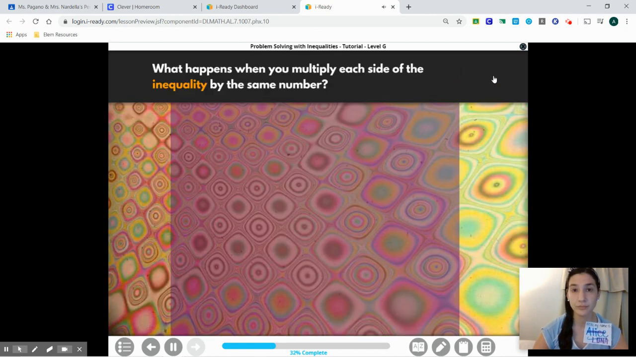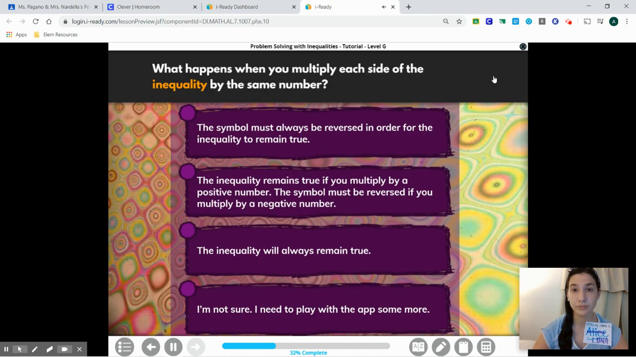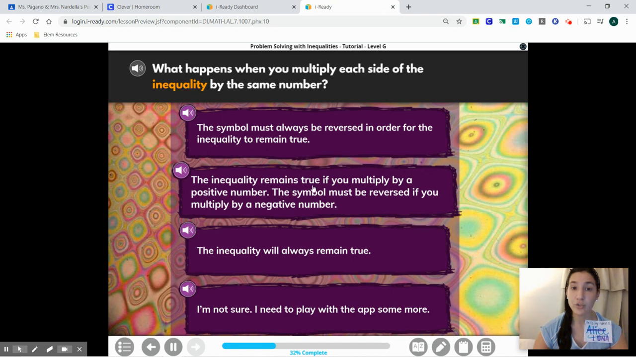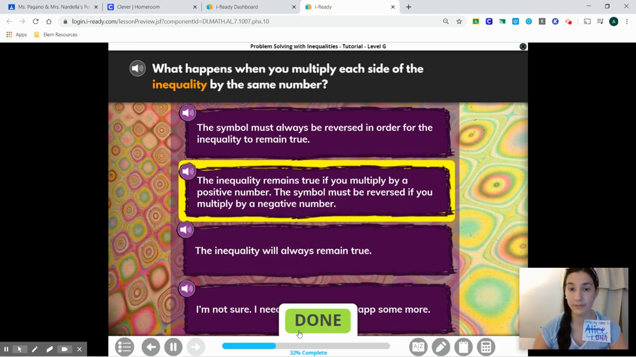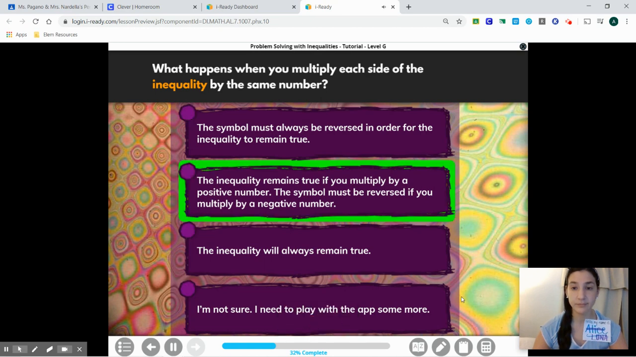So, what did you find out? What happens when you multiply each side of the inequality by the same number? The inequality remains true if you multiply by a positive number, the same positive number to both sides. The symbol must be reversed if you multiply by a negative number. That's what we want. That's right. Here we go.